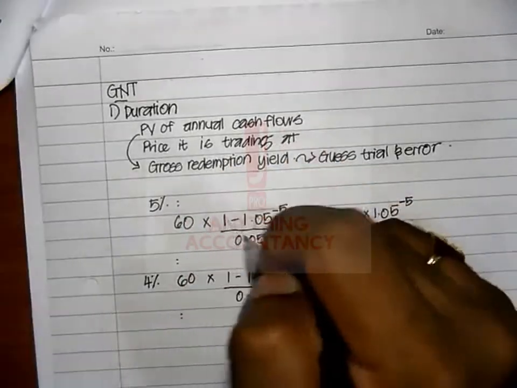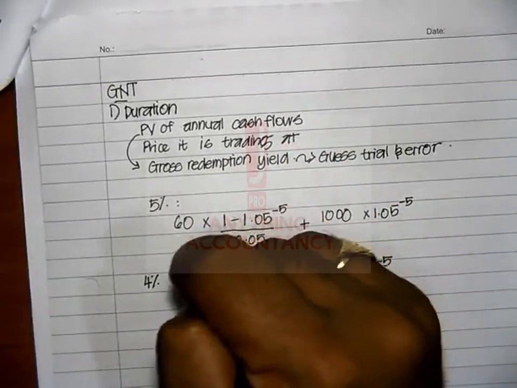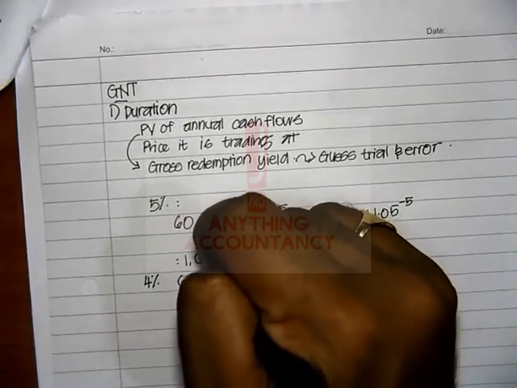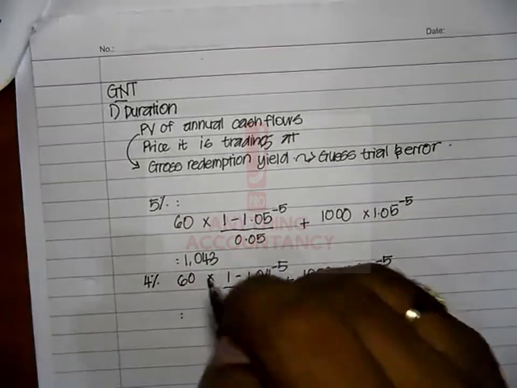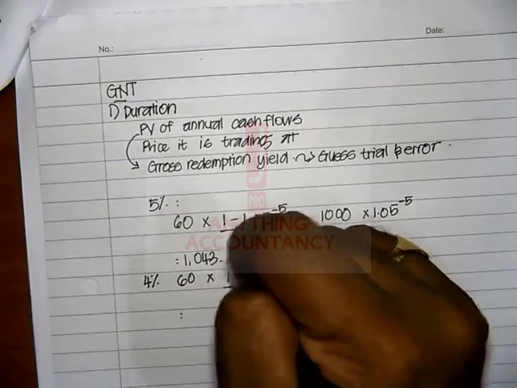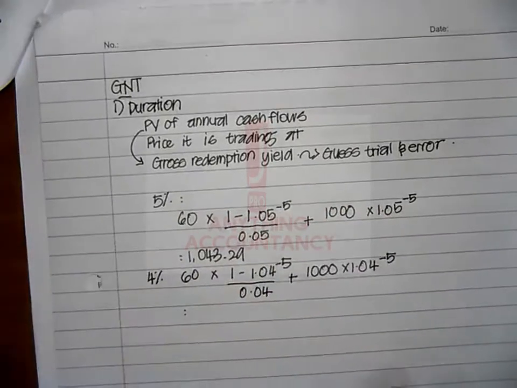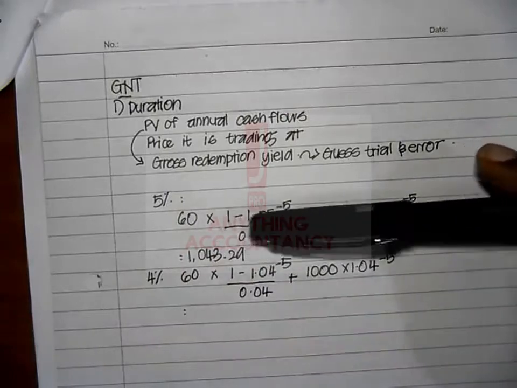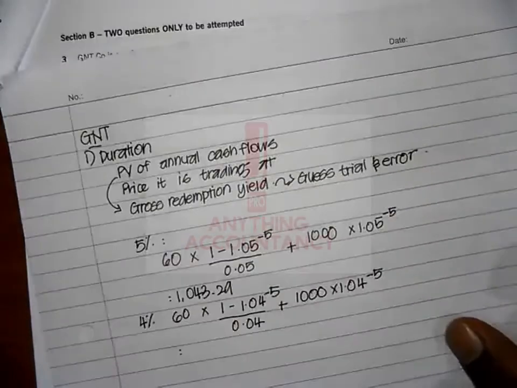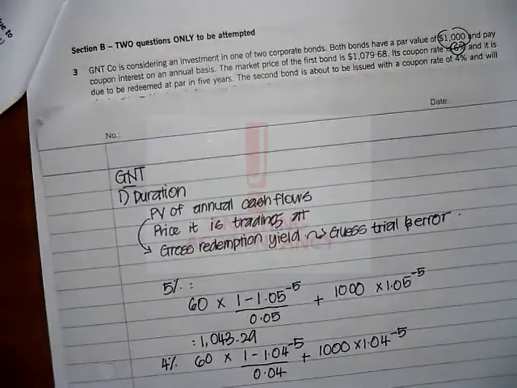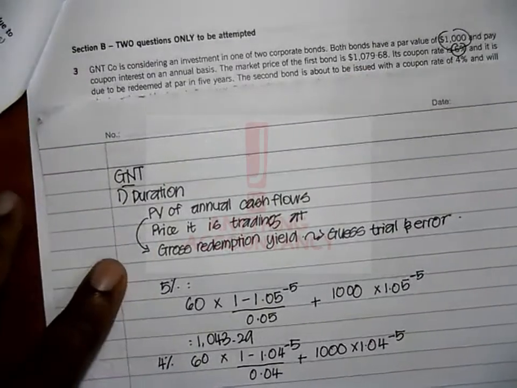So you should be getting here, you should get 1043 point... I'm getting 1043.29. Now that's at 5%. You get 1043.29, which is below the 1079. So you need to now go lower to see whether you can get something below that number.